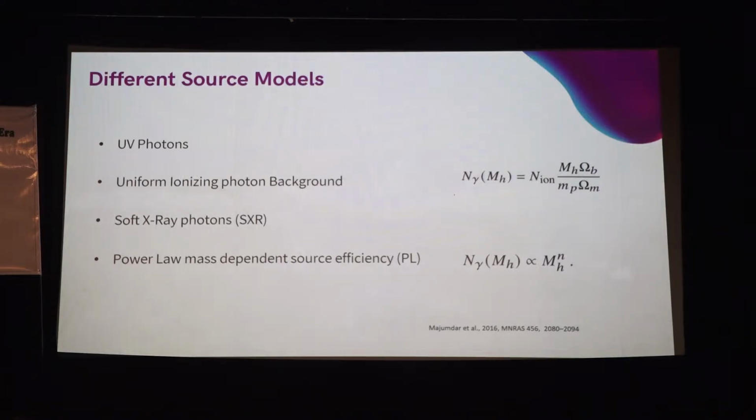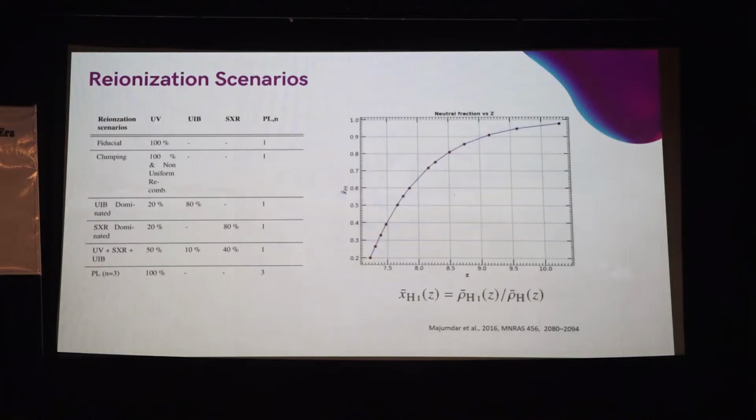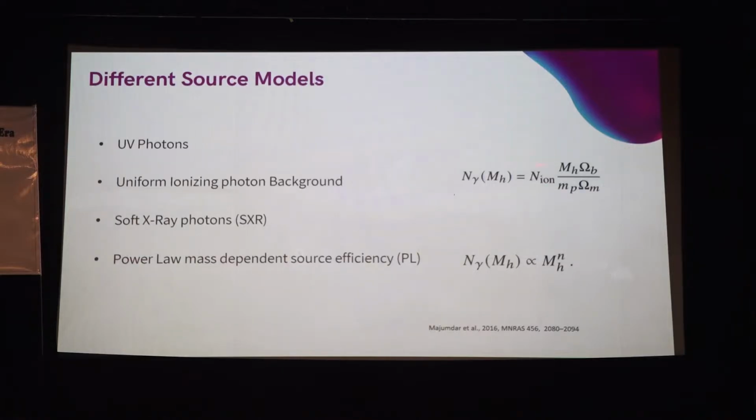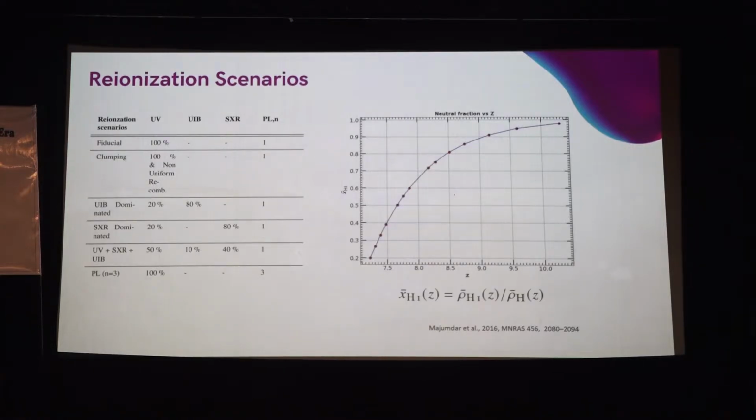In general, they are distinguished by two parameters. One is how the number of photons is related to the host halo mass, and secondly, how the rest frame energy distribution is. With the four different source models you saw in the last slide, we create 6 different reionization scenarios, where we tweak the parameter N_ion in such a way that the reionization history remains the same for each model, so that the comparison is made for every model in the same state of reionization.